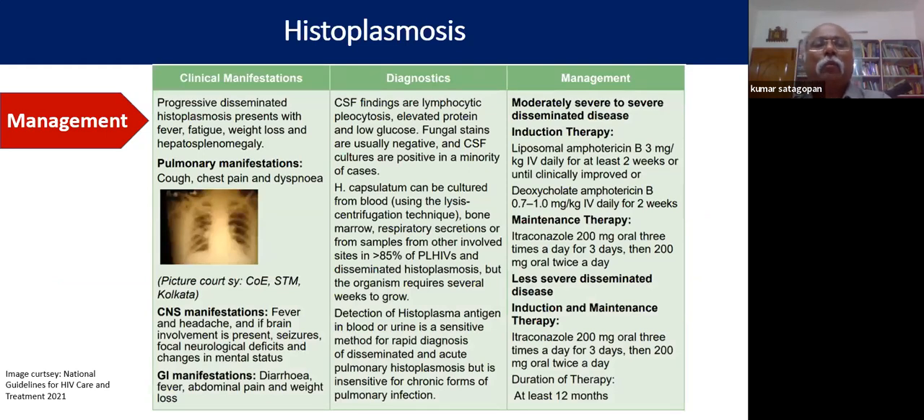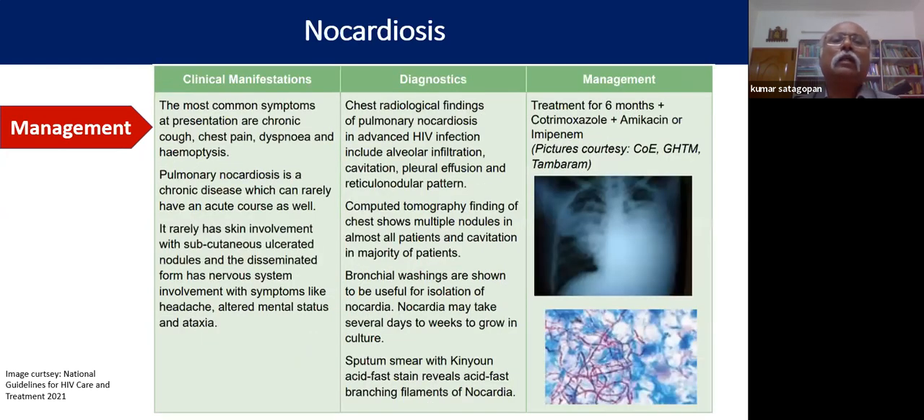Next slide. Other fungal infections: histoplasmosis. This is very rare. Progressive disseminated histoplasmosis presents with fever, fatigue, weight loss, and hepatosplenomegaly. Cough and chest pain as pulmonary features, then CNS, then GI will be there. Diagnosis: lymphocytic increase, elevated protein, low glucose, just like cryptococcal. Histoplasma capsulatum can be cultured from the blood. Detection of the antigen can be done in the early phase. Induction therapy is liposomal amphotericin, maintenance itraconazole, same as for Penicillium marneffei. So just keep histoplasmosis in mind.